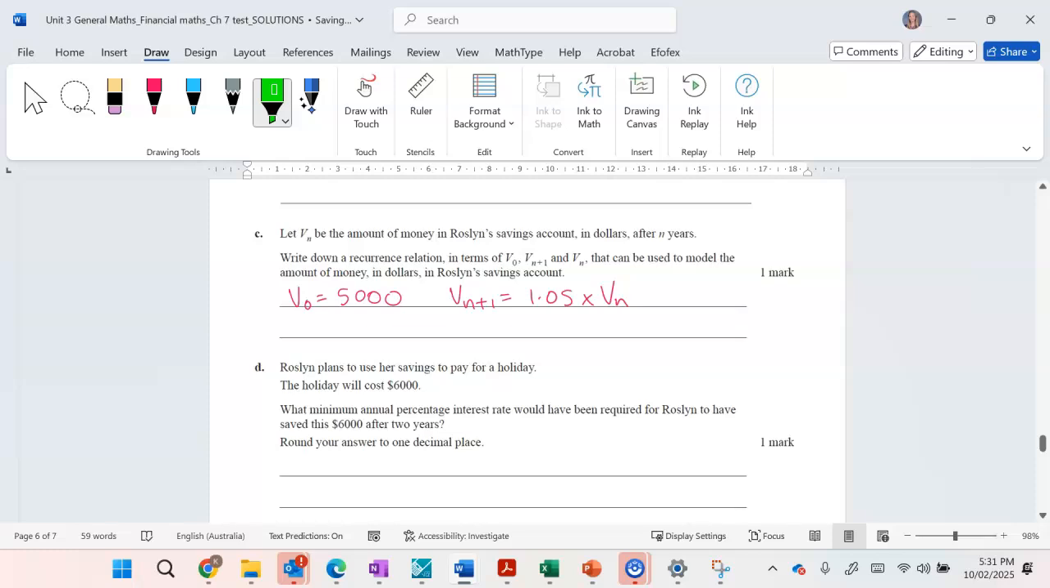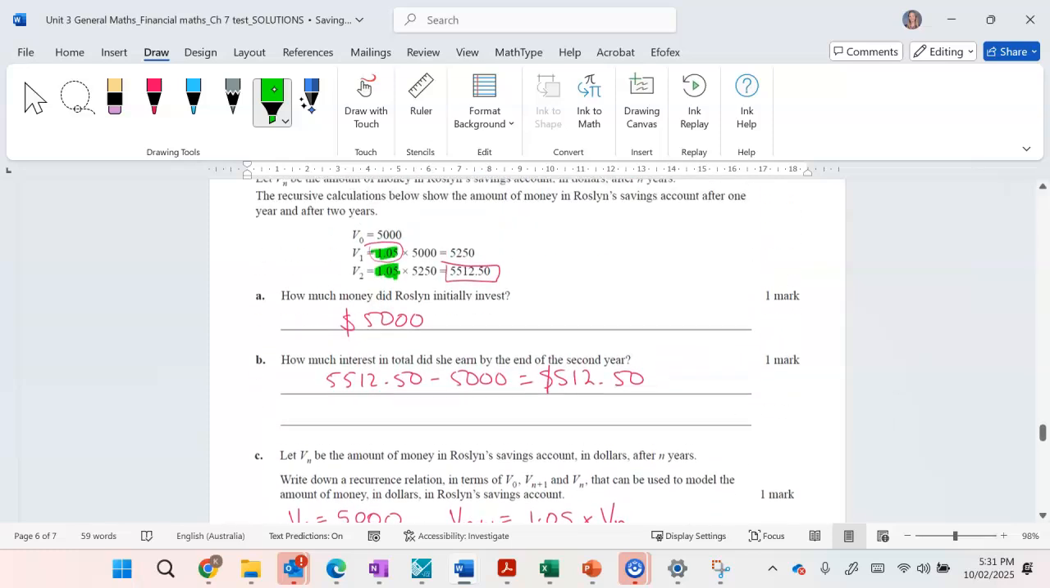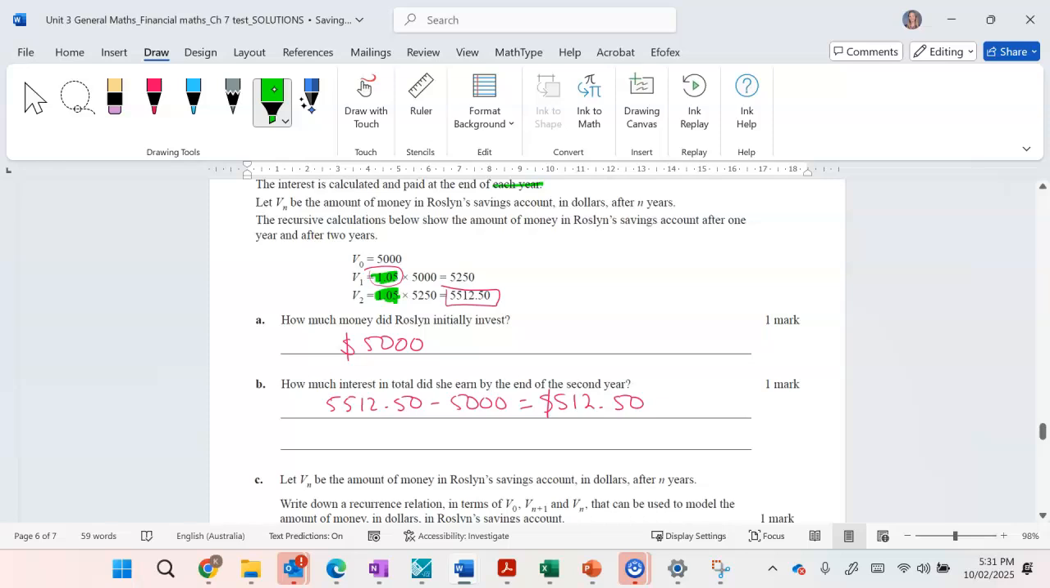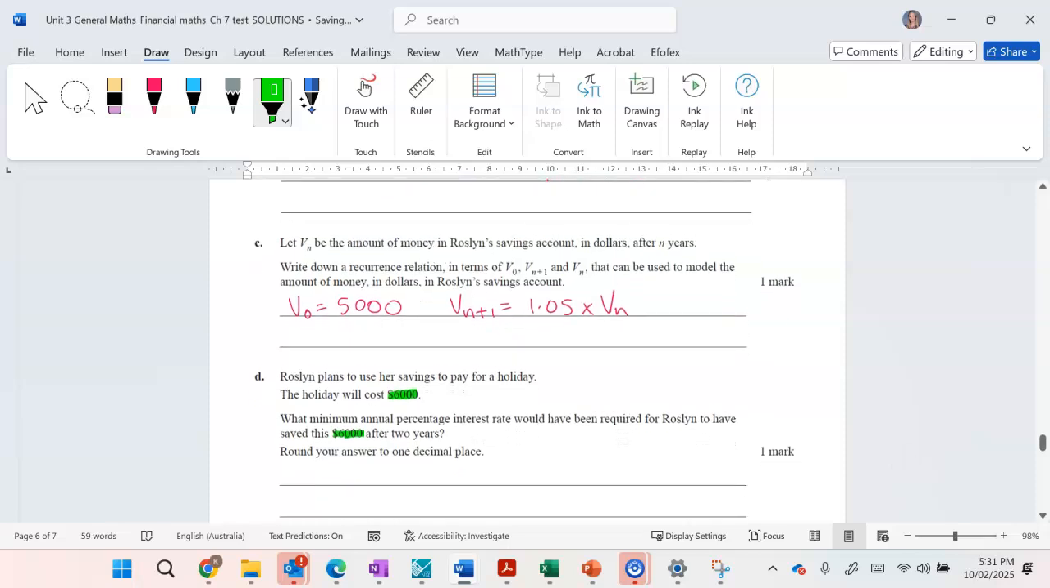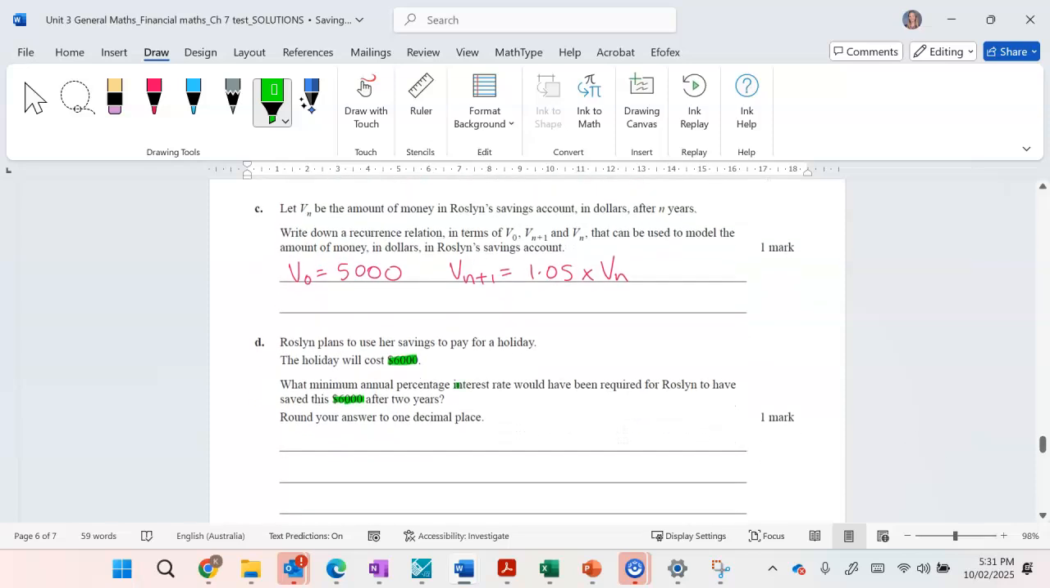Rosalind plans to use her savings to pay for a holiday. Oh, isn't that great? Oh, $6,000. All right, what minimum annual percentage interest rate would have been required for Rosalind to have saved this $6,000 after 2 years? The holiday will cost $6,000. What minimal annual percentage interest rate would have been required for Rosalind to have this saved? All right, so she's got $5,000. We're going to assume that there's a different interest rate, and she wants to have it for 2 years.